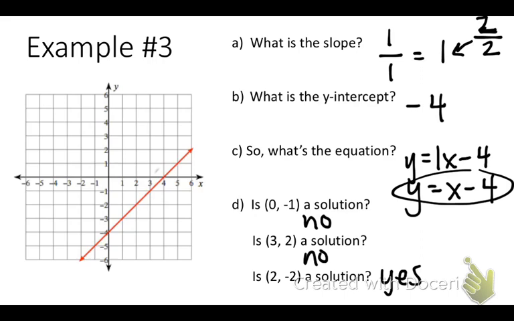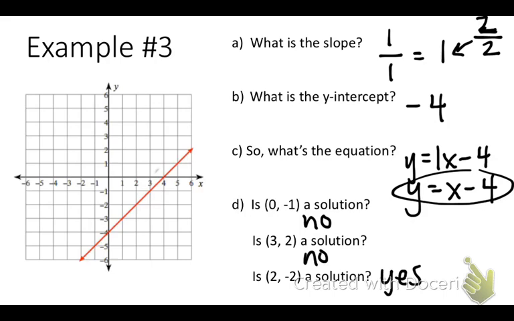The slope is 1, the y-intercept is -4. Plugging it in, you get y equals 1x minus 4. But simplifying your answer, 1x is just the same thing as x. So the answer I have circled here should be your final answer. Then in the last section, is it a solution? I have no, no, and yes.